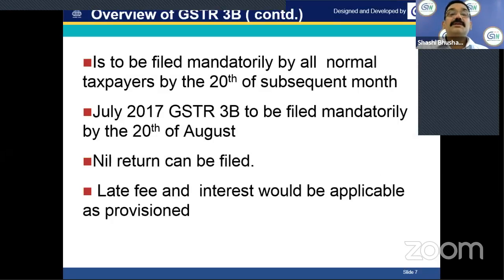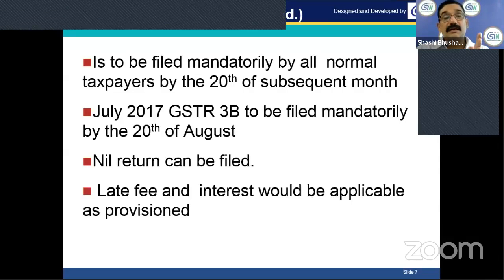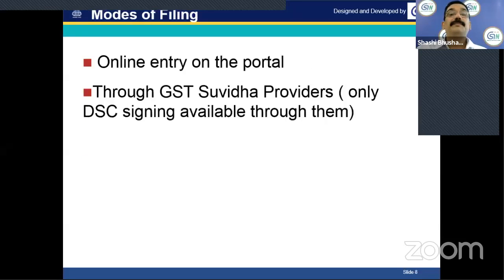Now, GSTR 3B has to be filed by all the normal taxpayers by the 20th of August and September for the months of July and August. And we have enabled that people can file nil return also. If the people file a return after the due days, they will be liable to pay late fee and interest. The system, the online filing that we have enabled, computes the late fee automatically, but interest has to be computed and furnished by the taxpayer.